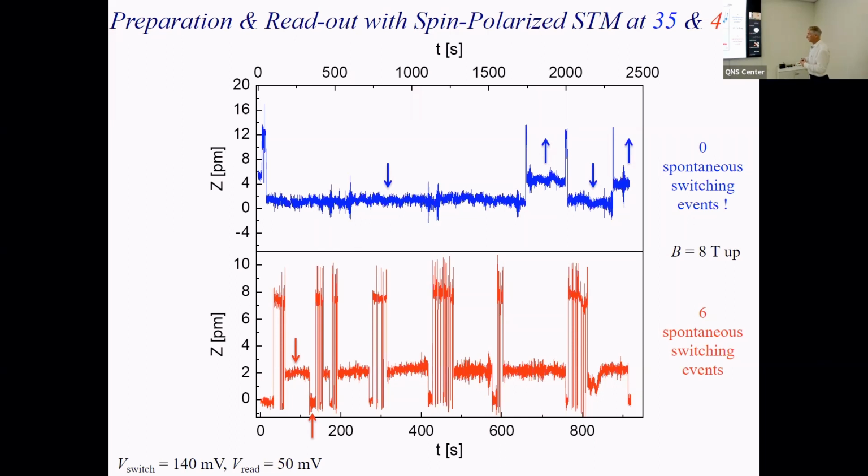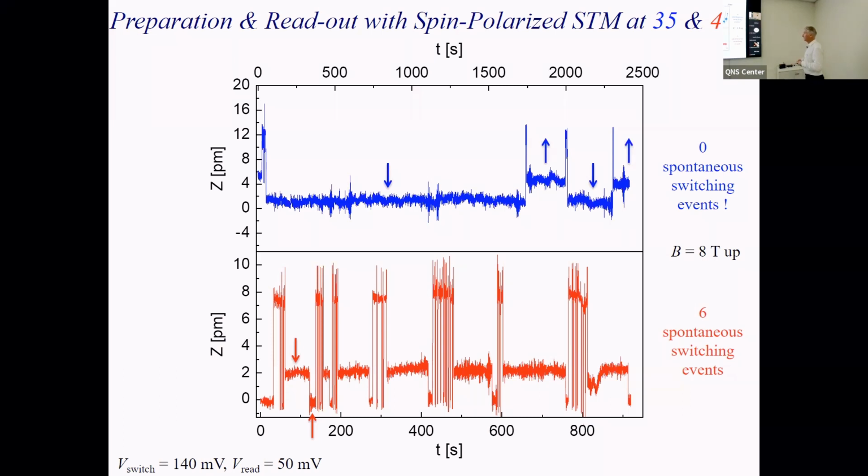Then we inject electrons with high kinetic energy to switch it on purpose. Then it stays in the spin up state. Then we inject again electrons to switch it on purpose. It's in the spin down state, and then again electrons injected, spin up state. So you can inject these electrons to switch it from up and down, but it never switches by itself.